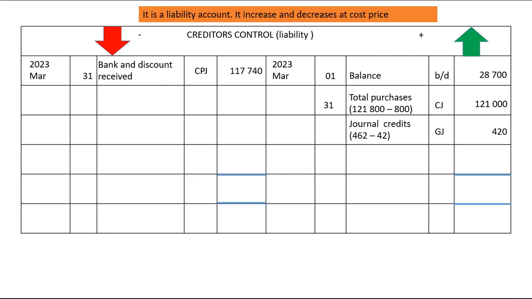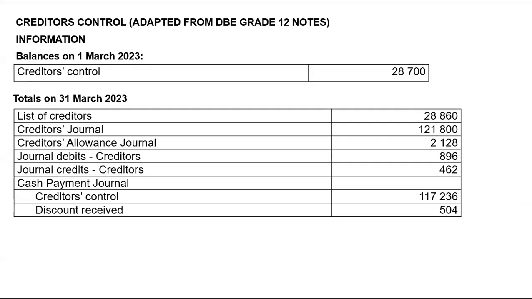And on the debit side, we will put in anything that will reduce what we owe the creditor. And that'll be your creditors allowances, which is at 2,128, general debits of 896. Those are the only ones that I see after the payments, which is your creditors control plus your discount received. And those are the only ones that I see, as a matter of fact.